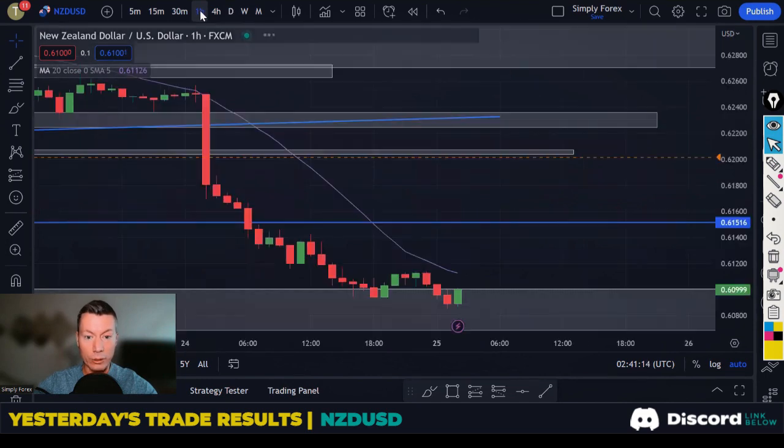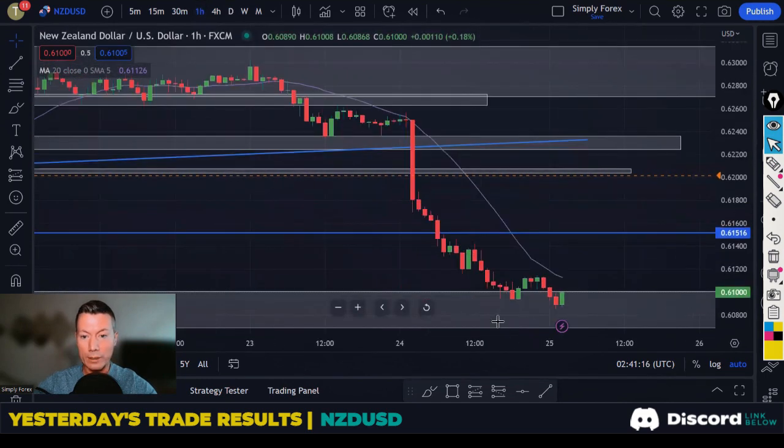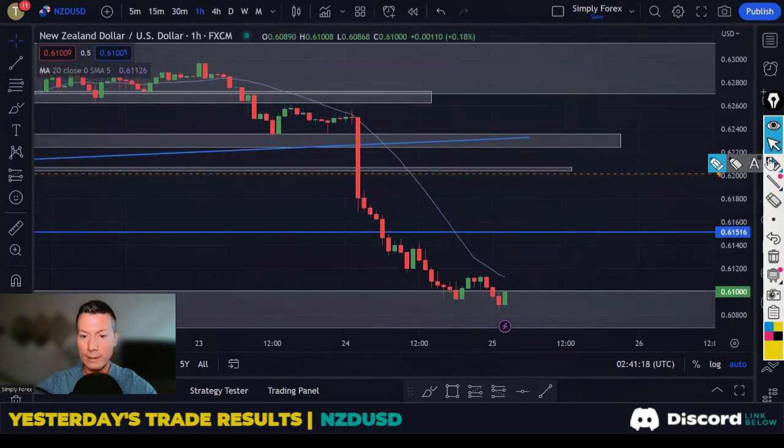You can see it on the day chart, guys, but you can also see it on the H1. Just no retrace, nowhere we could get in, really, guys. So couldn't get in on this one either.